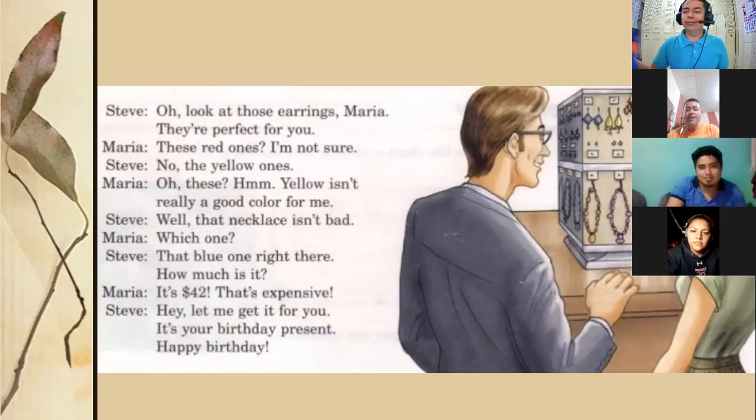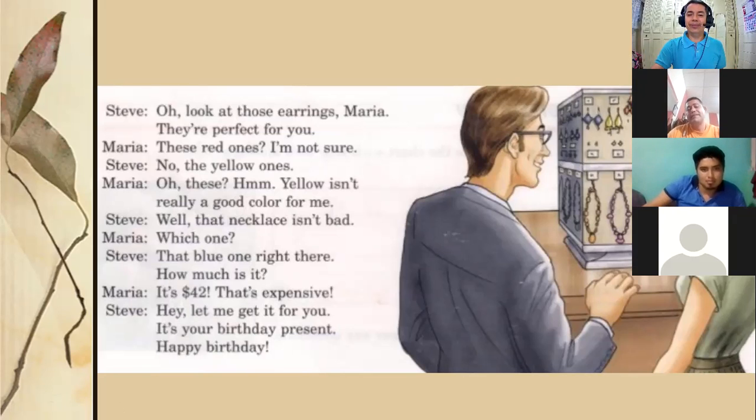1, 2, 3, action. Oh, those earrings, Maria, they're perfect for you. These red ones, I am not sure. No, the yellow one. Oh, this. Yellow isn't really a good color for me. Well, that necklace is not bad. Which one? The blue one right there. How much is it? It's $42. That's expensive. Hey, let me get it for you. It's your birthday present. Happy birthday, Maria. Oh. Excellent.